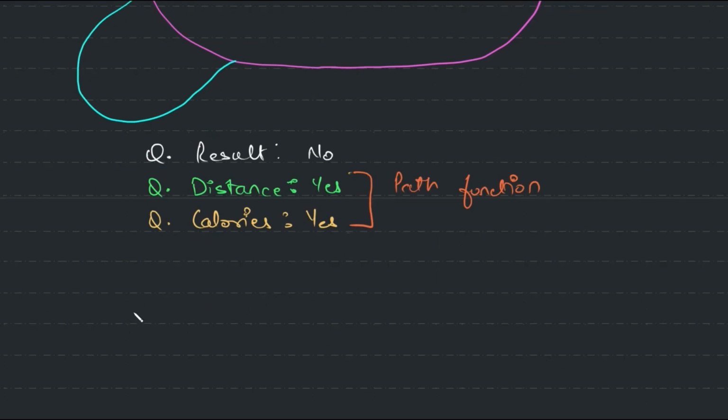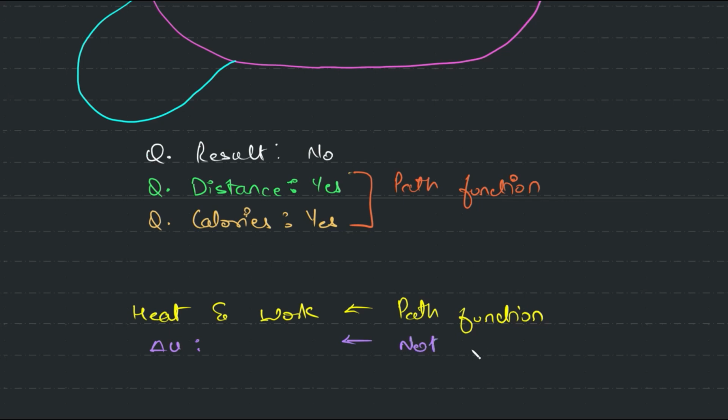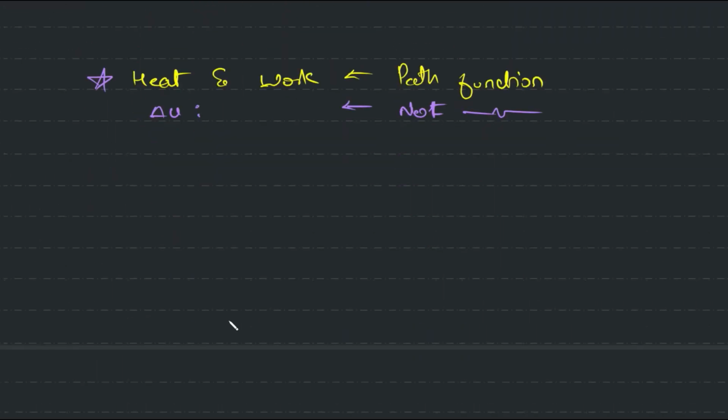So in thermodynamics, we have heat and work to be path functions, guys. So what is not a path function? I'll give an example. That is your internal energy. Okay, so internal energy is not a path function. So this is what we are studying over here. We are studying about path function, and that heat and work is path function.